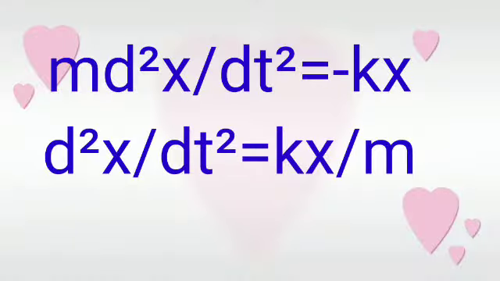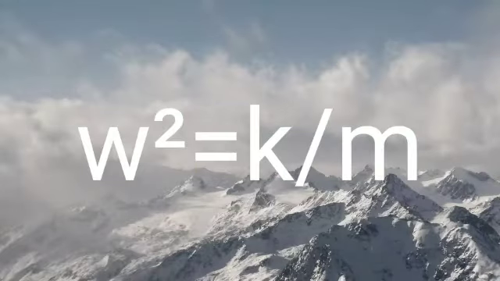From Newton's second law, we can write the equation for the particle executing simple harmonic motion. m into d squared x by dt squared is equal to minus kx. So, d squared x by dt squared is equal to minus k by m x. Comparing this equation with the simple harmonic motion equation, we get omega squared is equal to k by m.